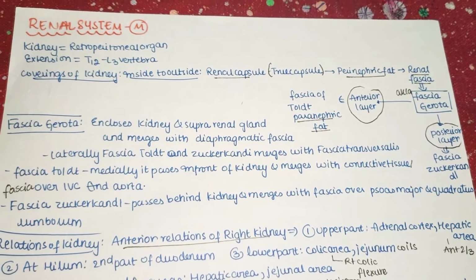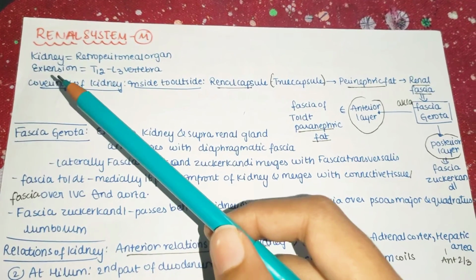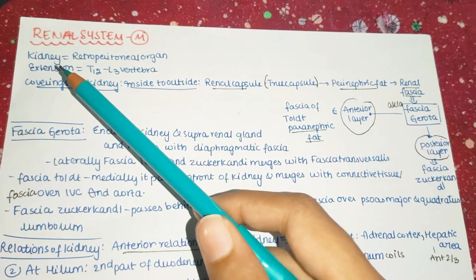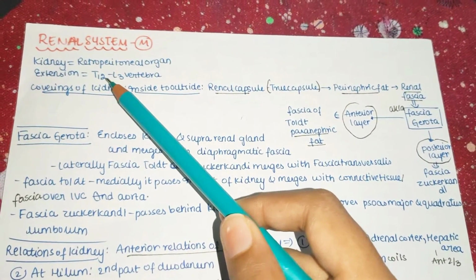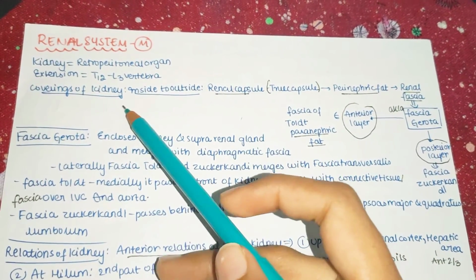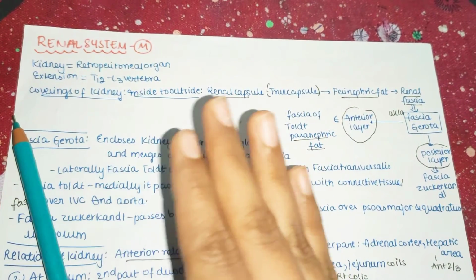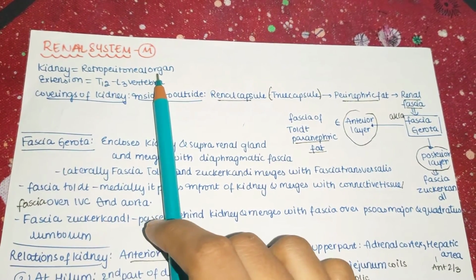In this video, we are going to start the renal system. Of course, the main component of the renal system is the kidney. You know that the kidney is a retroperitoneal organ because it is lying outside of the peritoneum, near the posterior abdominal wall. It is lined by peritoneum only on its anterior surface, so it is a retroperitoneal organ.